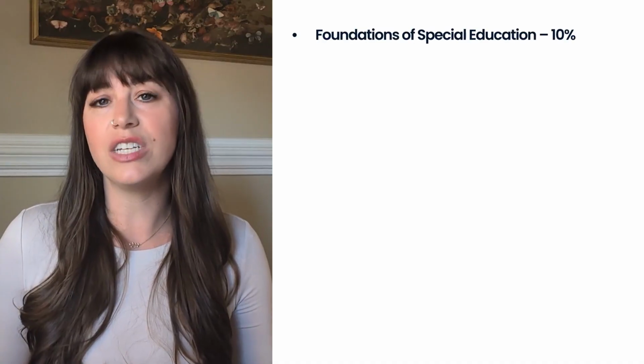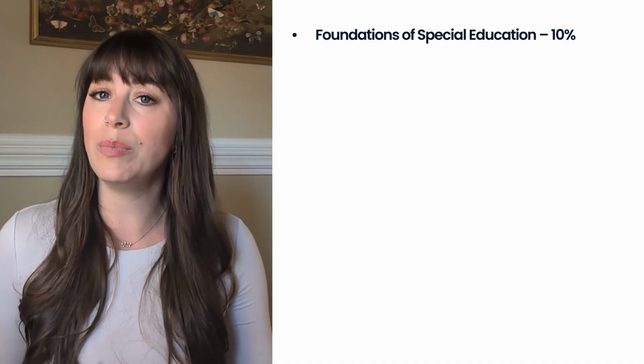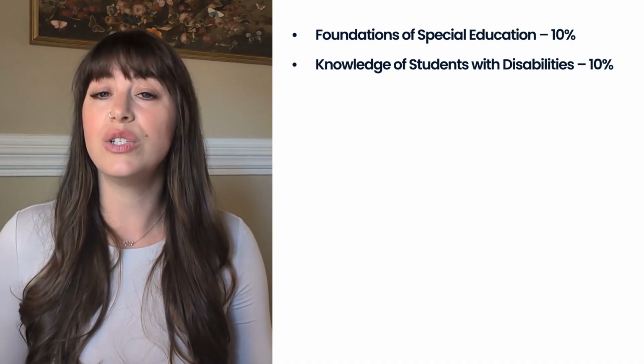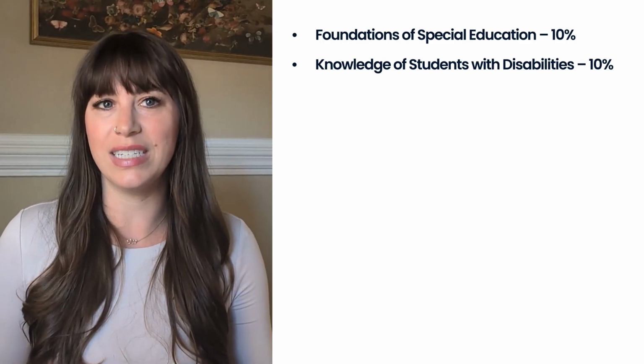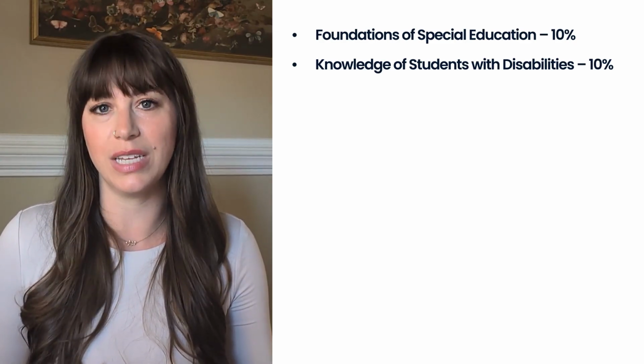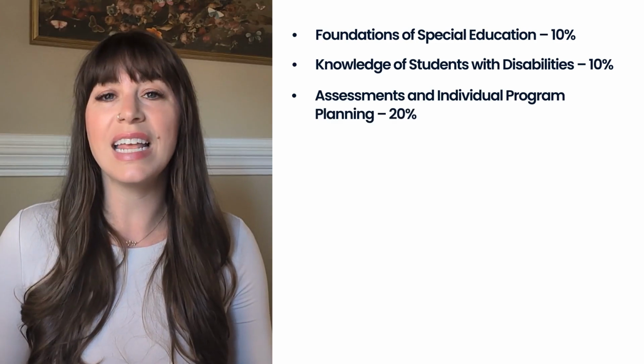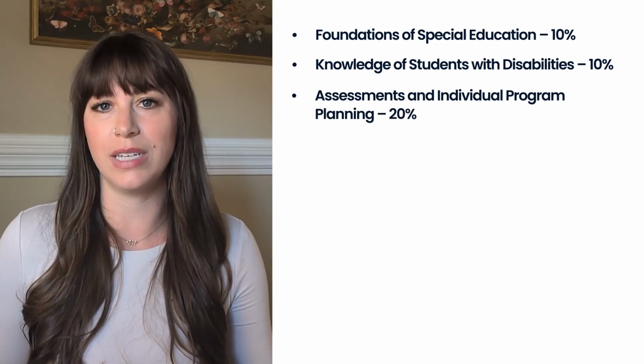The first 15 minutes of the testing appointment is spent on the exam interface tutorial and non-disclosure agreements, and you'll have 3 hours and 15 minutes to complete the exam, comprised of 90 multiple choice questions and 1 constructed response item across 7 competencies. The first competency is Foundations of Special Education, which is 10% of your score. Knowledge of students with disabilities is the second competency that accounts for also 10%. Next up is Assessments and Individual Program Planning at 20%.